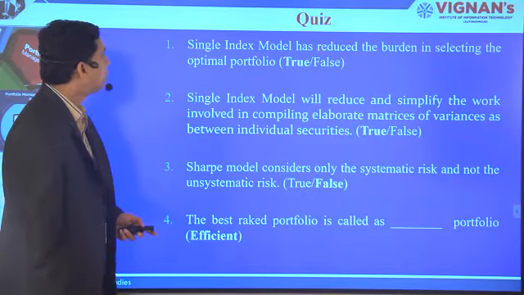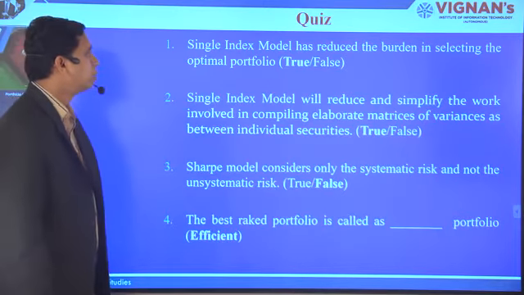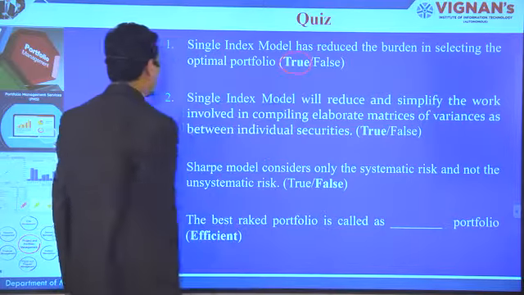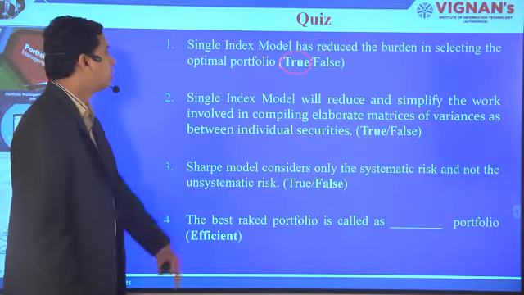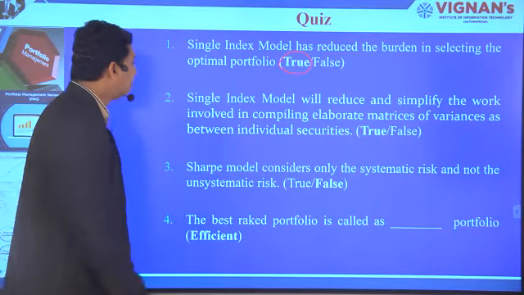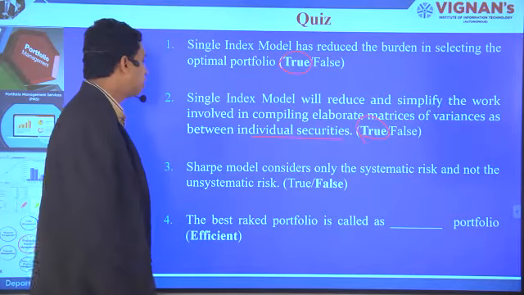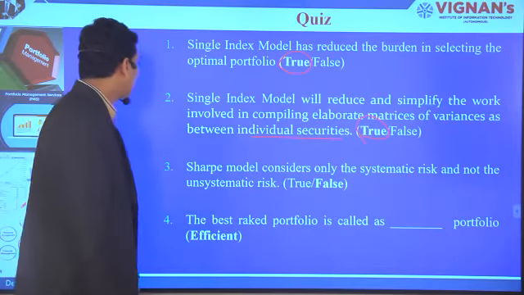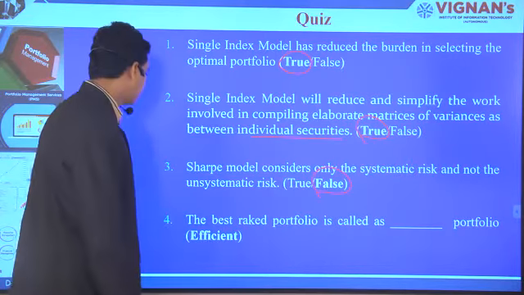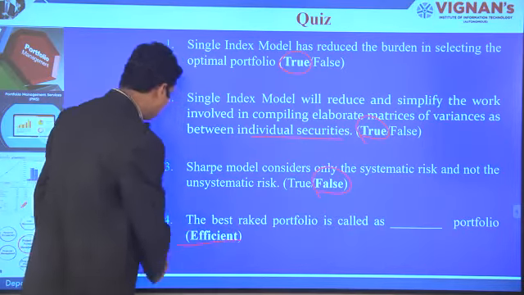Now let us have a small quiz on this particular topic. The Sharpe single index model reduces the burden in selecting the optimal portfolio. Do you accept this? Yes, it is true. The Sharpe single index model simplifies the work involved in computing the elaborate matrices of variances between the individual securities as well. Yes, of course, this is also true. The Sharpe model considers only the systematic risk and not the unsystematic risk. No, it is false, because it also considers the unsystematic risk. And the best ranked portfolio is called the efficient portfolio.